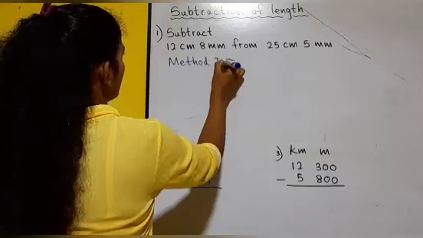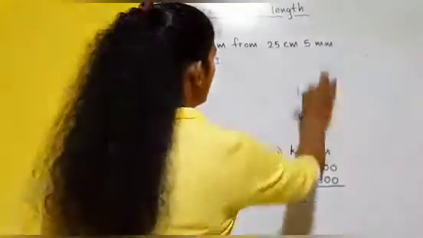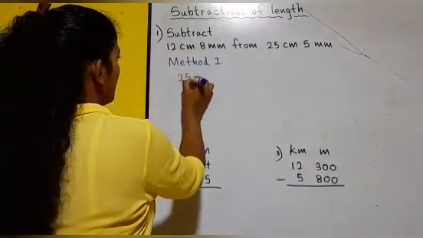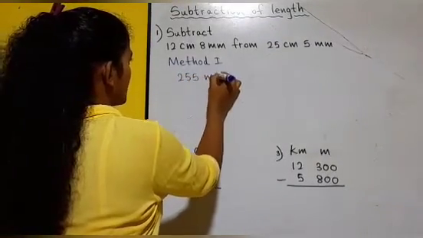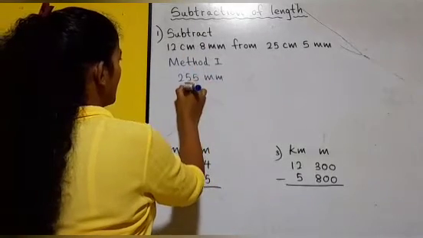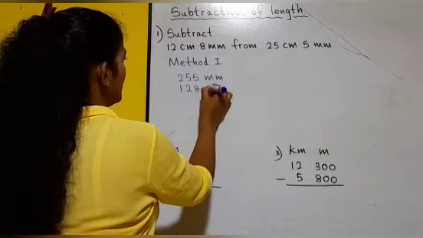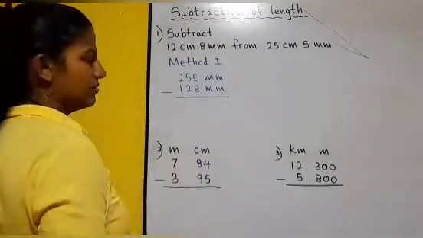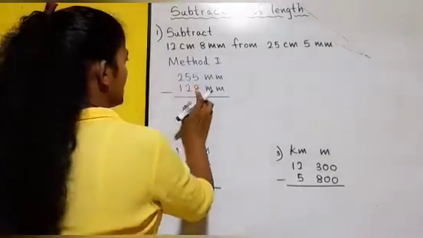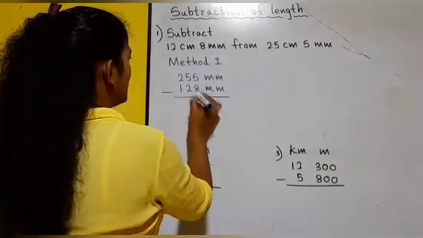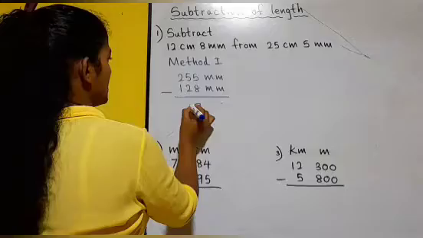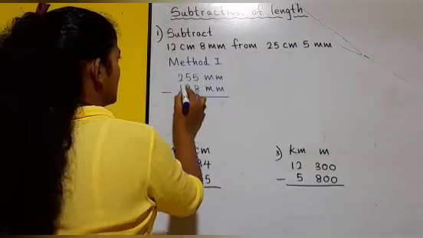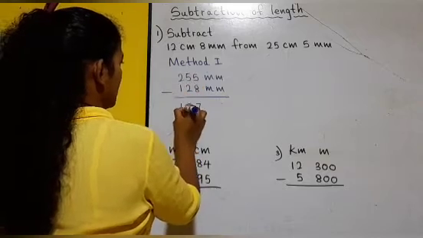See how we are going to do this. Method 1. 25 centimeters 5 millimeters is equal to 255 millimeters. Then this one, 128 millimeters. Now I am subtracting the value. 15 minus 8 is 7. Then 4 is remaining. 4 minus 2 is 2. Then 2 minus 1 is 1.